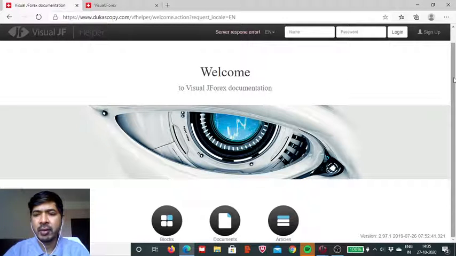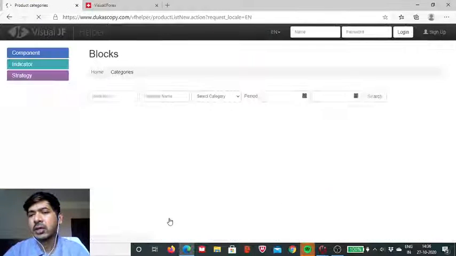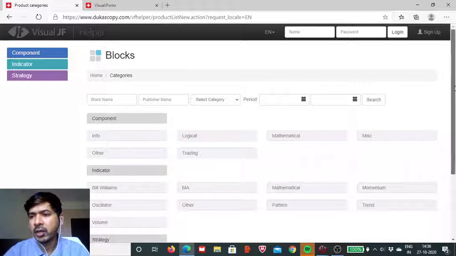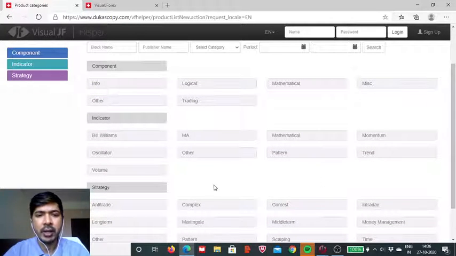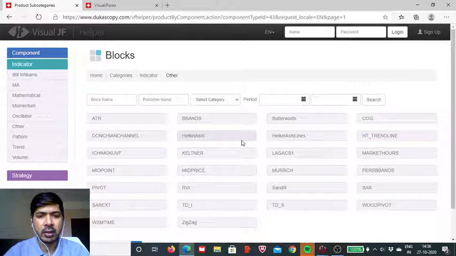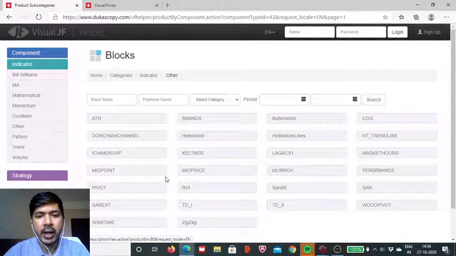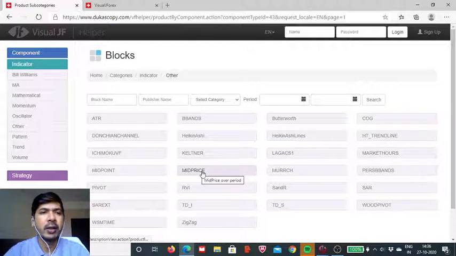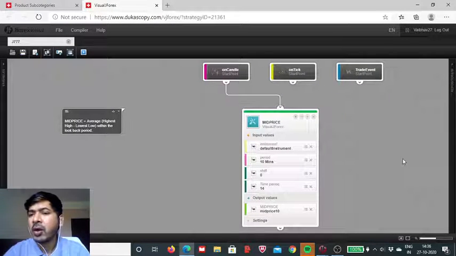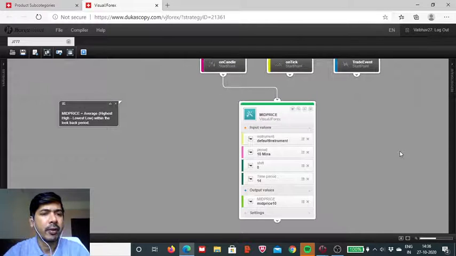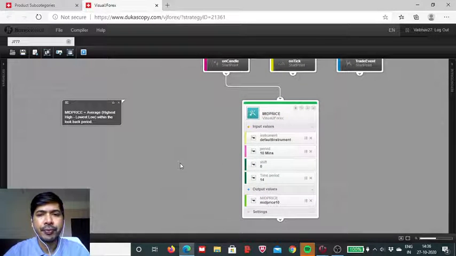In today's session of Visual JForex, we will be looking at the indicator named Midprice. This is a fairly simple indicator. We don't really have to do any complex calculation, and it's also easy to understand and very useful at the same time. It is included under the other section of the indicators. Yesterday we saw the use of midpoint. Now today it's the turn of the mid price. There is not much difference between the two. There is some minor variation, and I will explain to you.